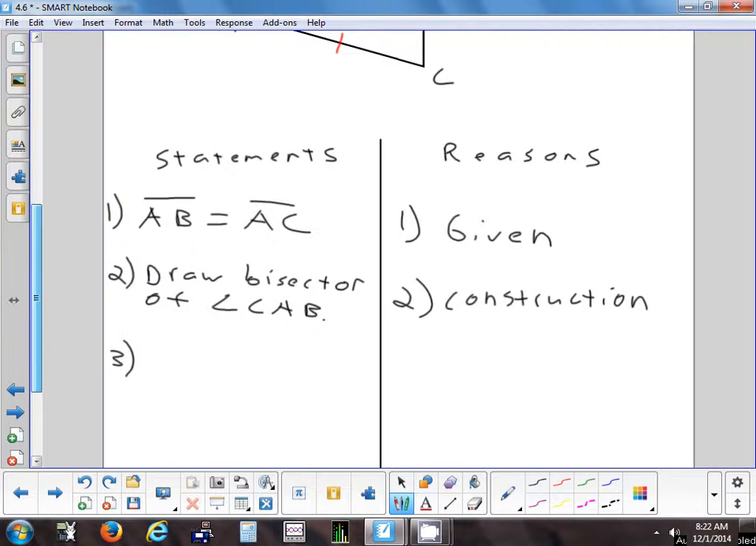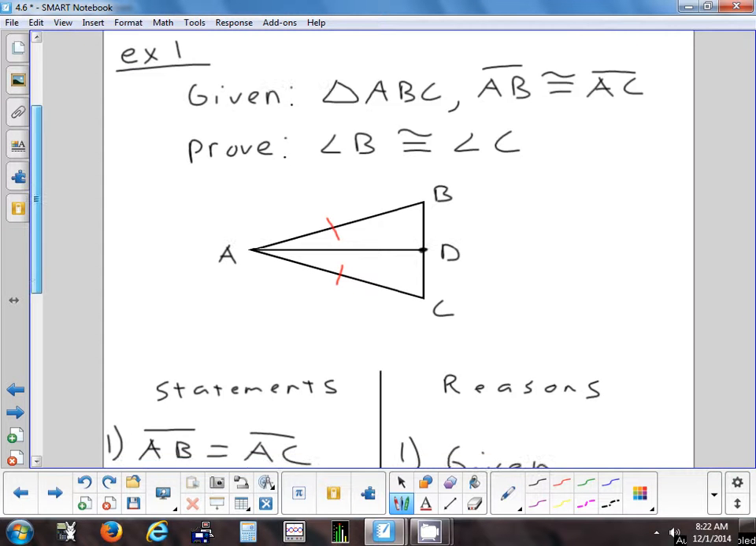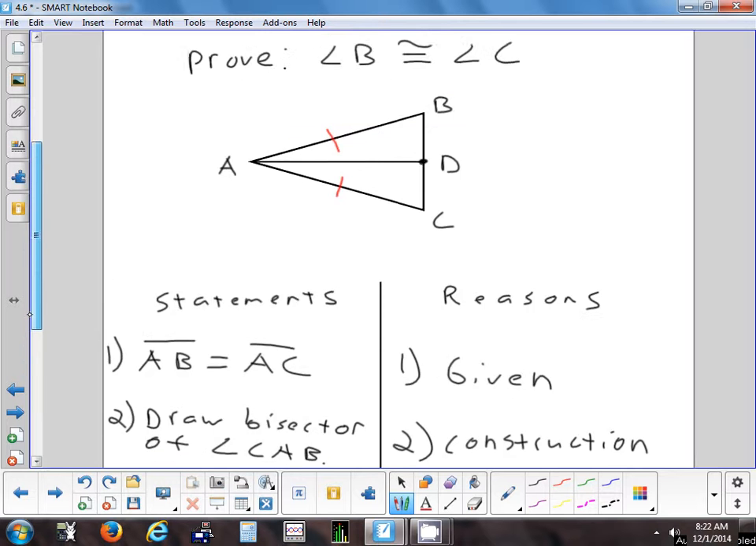Do you have to label a point? Sure. We might need that. You don't have to do a statement and reason for that. You could just label that point. Okay, so where the angle bisector hits the segment BC, I called it D. Okay, now step 3.